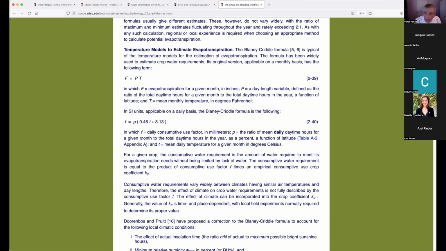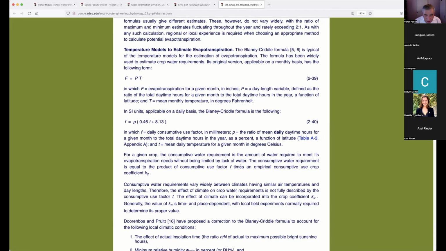Lowercase f is now the daily consumptive use factor in millimeters. P is the ratio of mean daily daytime hours for a given month to the total daytime hours in a year, as a percent, a function of latitude. See Table A3 in the appendix. I have made this clickable. And T is the mean daily temperature for a given month in degrees Celsius.